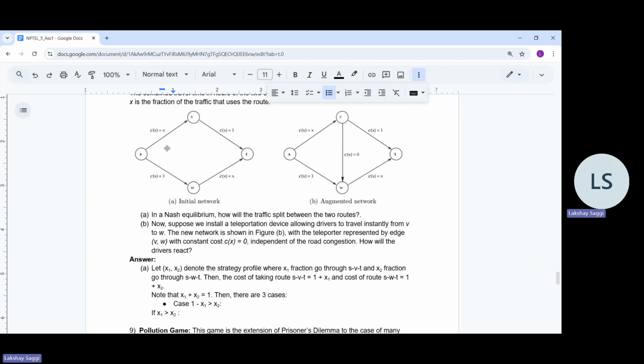Or maybe a better way to frame this would be, suppose this fraction is x1, the people taking the upper part is x1, right? Suppose this fraction reduces by some very small epsilon. Then the cost of taking the upper part would become 1 plus x1 minus epsilon, whereas the cost of taking the lower part will be 1 plus x2 plus epsilon, right? If we choose a small enough epsilon, then 1 plus x2 plus epsilon is smaller than the original 1 plus x1.